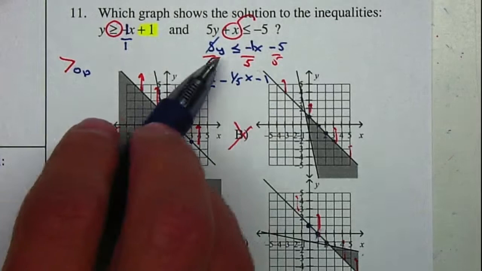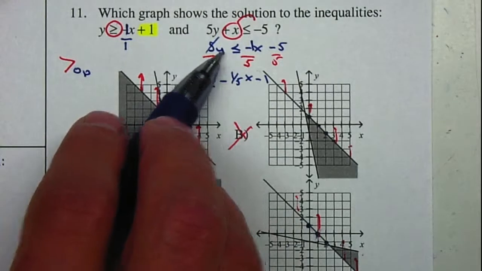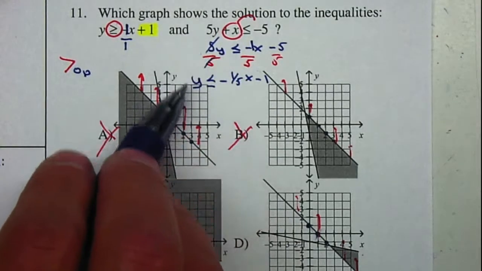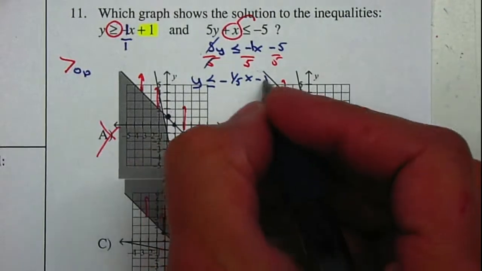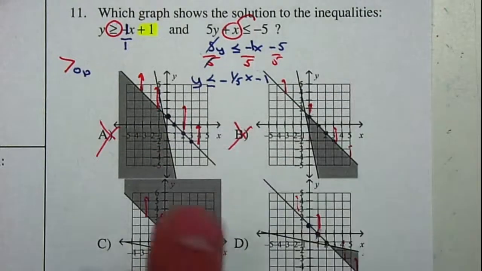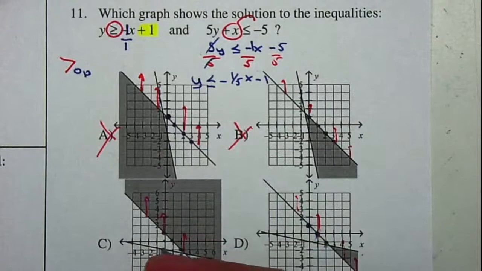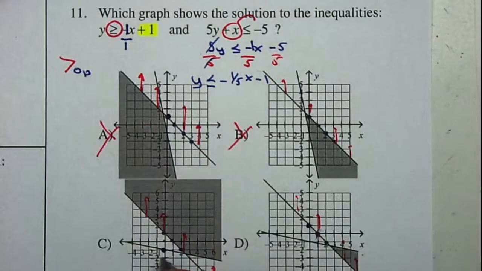Now remember, you only flip the inequality when you divide by a negative number. In this case, I divided by a positive, so I did not need to flip it. But let's go and graph this. Negative 1, so let me use any of those two. Negative 1 is right here. My slope is down 1 and to the right 5, so my graph is fine. Negative 1 is here, down 1 and to the right 5. So both lines are correct.